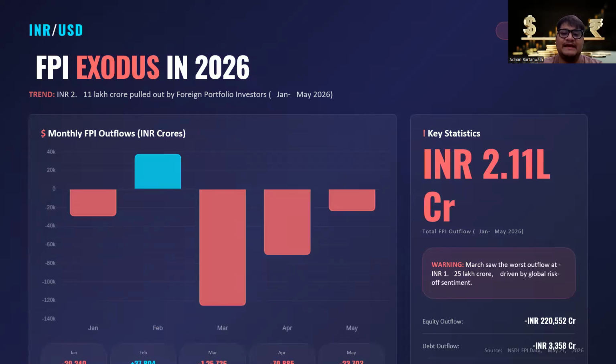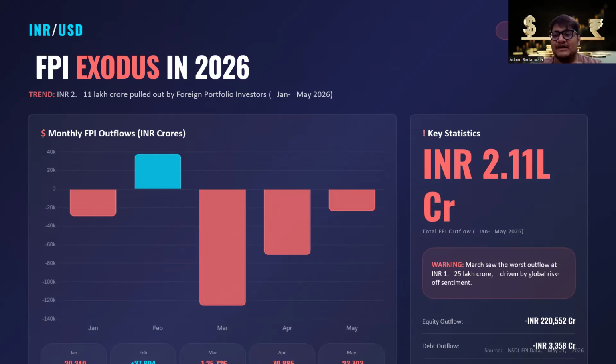Let's talk about FPI. Now, this is again a juicy term. A lot of you would have heard about it. Foreign portfolio investors. We call them FPIs in commercial language. They are basically, to keep it simple, rich foreigners who park their money in Indian stocks and bonds. When they're happy, the rupee parties. When their investment leaves the country, the rupee cries. It's as simple as that.